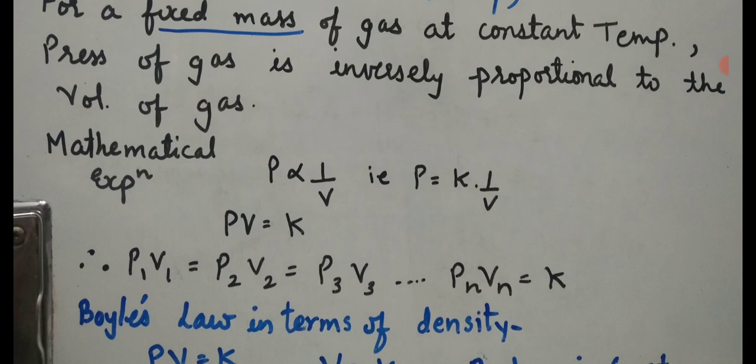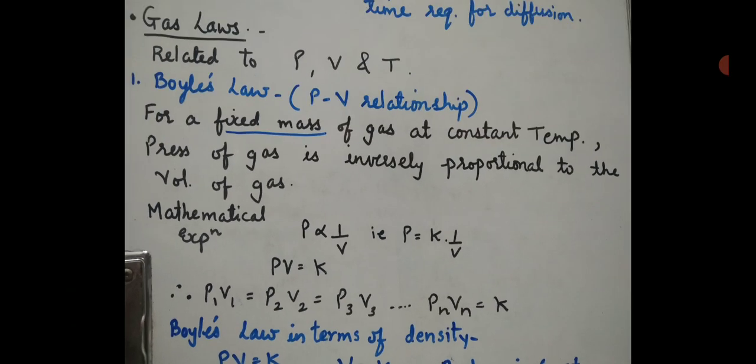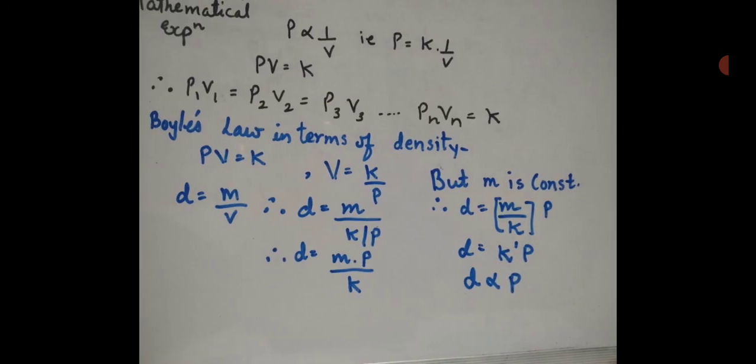All these values will give me a constant. म्हणजे मी P1 V1 चा प्रोडक्ट केला तर that product should match. It should come same as P2 V2 product. This is what is said by Boyle's law.